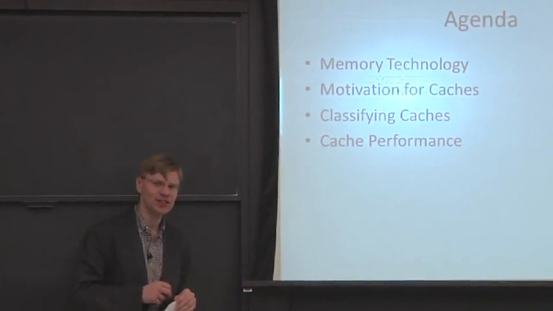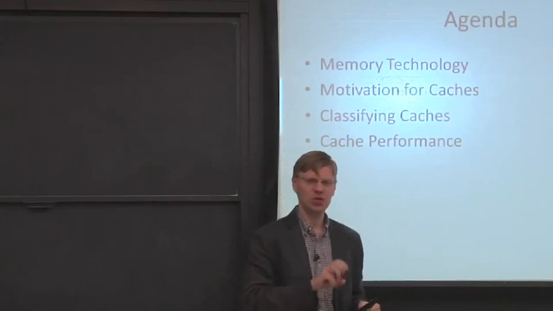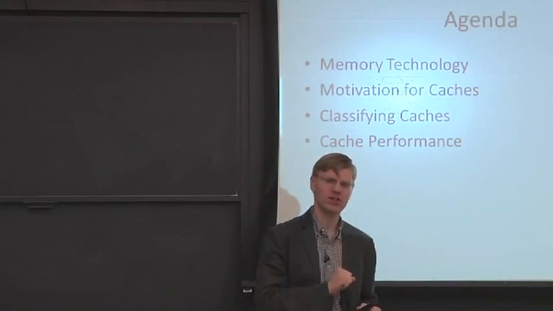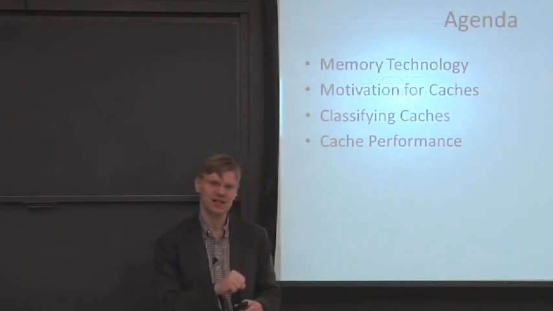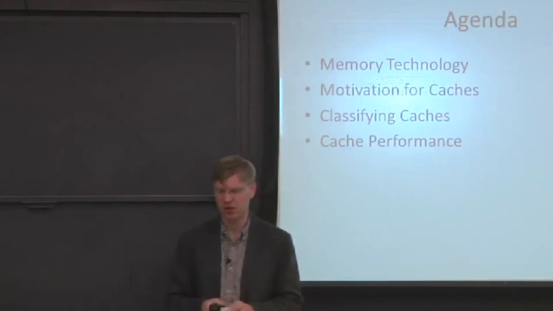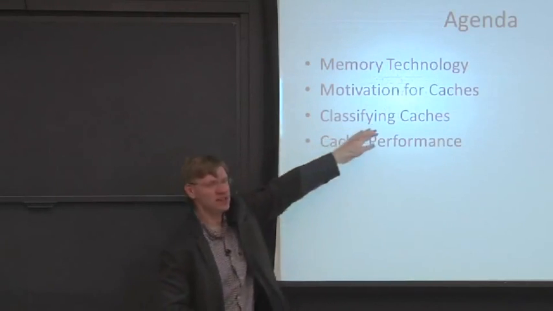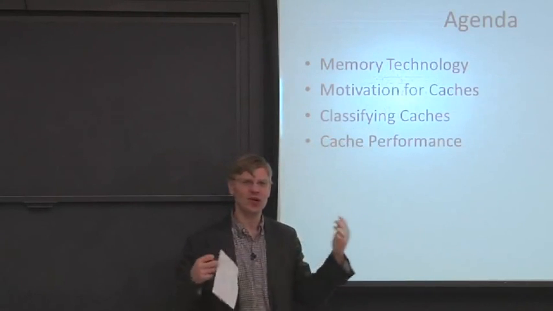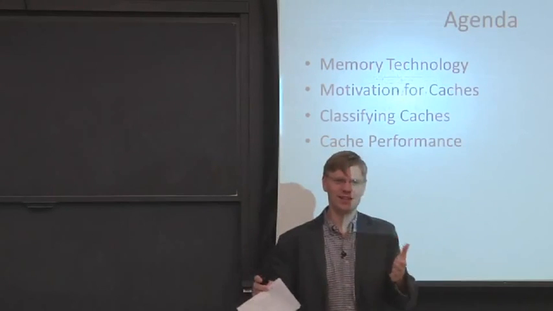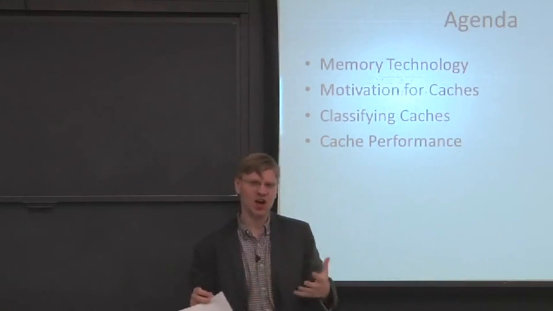So let's define what a cache is. A cache is a little piece of memory that you stick next to something which does not have all of the information that you're trying to store. Instead, it has a subset of that information, and hopefully it has a useful subset of that information. We're then going to talk about classification of these different caches. So we'll put names and labels on different cache architectures.